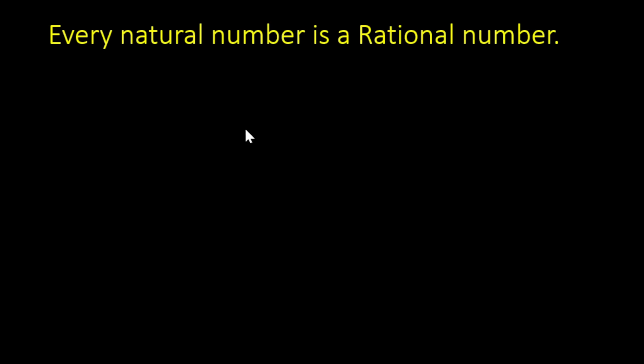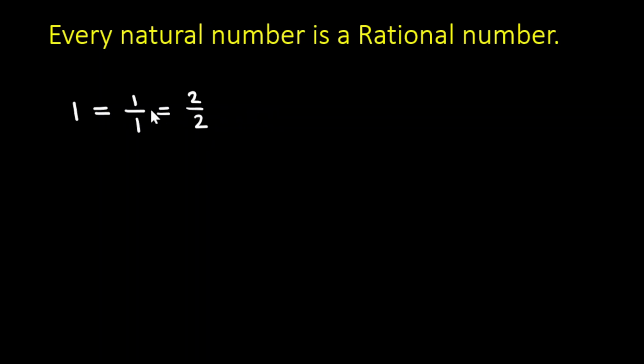Every natural number is a rational number. You take a natural number 1. 1 can be written as 1 divided by 1. So numerator is integer, denominator is integer, and denominator is not equal to 0. Or we can also write 2 divided by 2. Numerator is integer, denominator is also integer, and denominator not equal to 0. And so on. We can write so many forms.